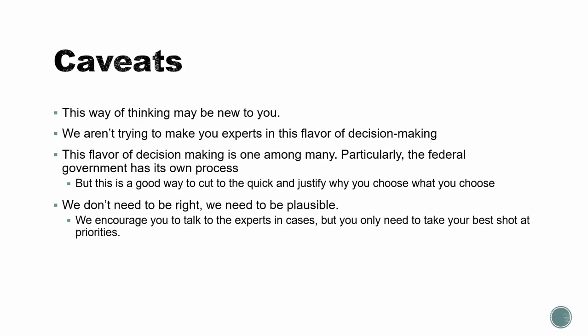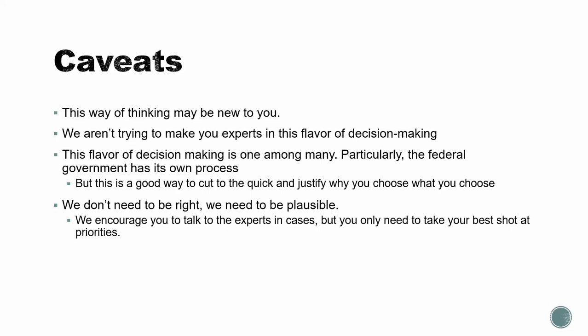So this is a good way to cut to the quick and justify why you choose what you choose for your projects. And as I've said in class, you don't need to be right, you just need to be plausible, right? So we encourage you to talk to the experts that you have for your cases. But if they're hard to get a hold of or they don't have definitive answers, you just need to take your best shot at setting priorities. And if at the end of the day, you say, let's use the Northwest Forest Plan, that you set your main targets as being mid-elevation forests and black-tailed deer and panthers, and you just completely miss the marbled murrelets and spotted owl, well, that's a pity, but it shouldn't necessarily thwart what you're doing.